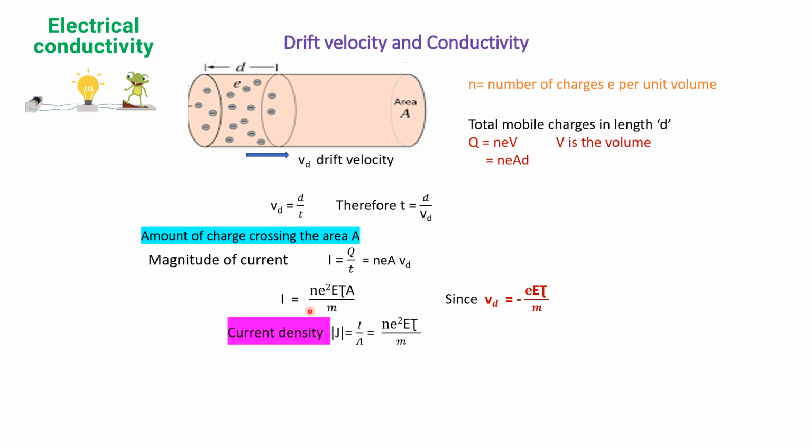The current density is the current per unit area of cross section. So we get the equation as n e squared E tau upon m. The area of cross section in the numerator and denominator will cancel off. The conductivity of the conductor is given by the ratio of current density to the electric field. So we get the equation for conductivity as n e squared tau upon m. So we see here that the conductivity is directly proportional to the number of charge carriers per unit volume, n, and also directly proportional to the relaxation time of the electrons.